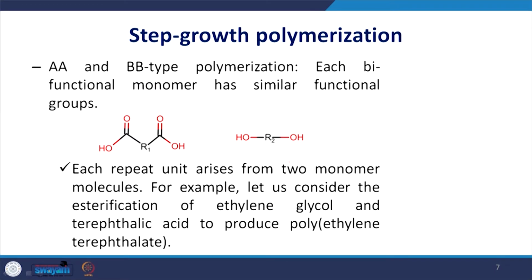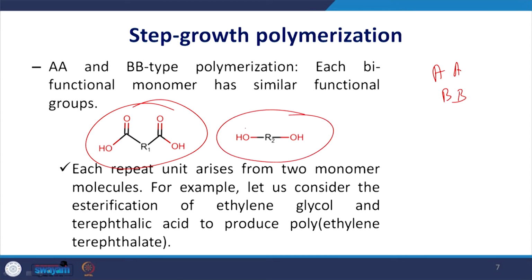Now another is the AA or BB type of polymerization, where each bifunctional monomer has similar functional groups. So you see that here we have similar types of functional groups, whether this one or this one or this one or this one. Now each repeat unit arises from two monomer molecules.